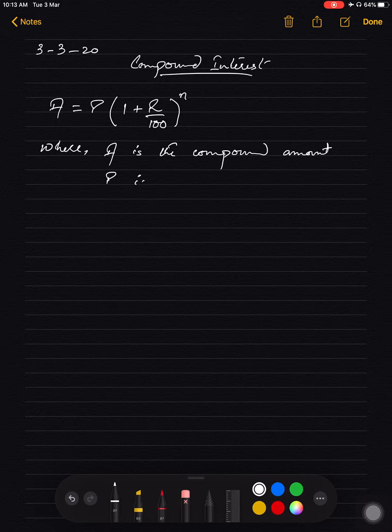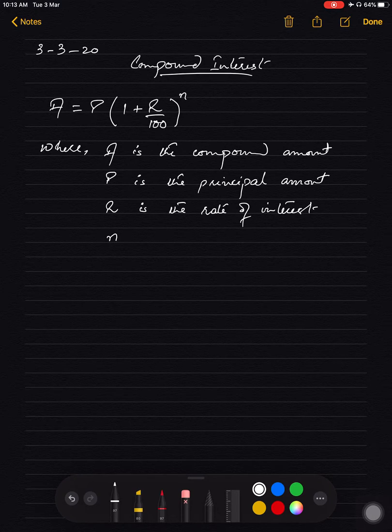P is the principal amount, or the main amount which we deposit at the bank. R is the rate of interest, and n is the time period. So by this formula, we can calculate the compound amount A.